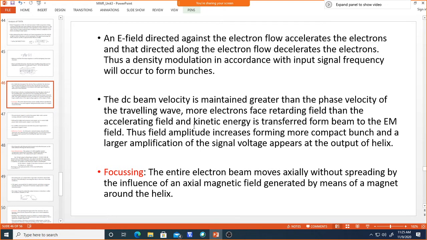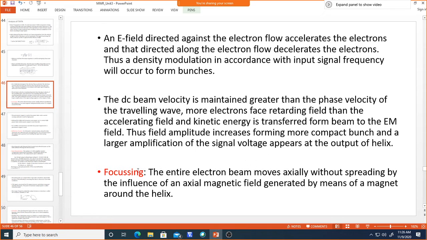Now the DC beam velocity, which is varied using the DC beam voltage, is maintained greater than the phase velocity of the traveling wave in order to produce the retarding field, and it will give kinetic energy to the wave formed by the beam. So as the electric field amplitude increases, it forms more compact bunches, and a large amplification occurs, so the signal voltage appears at the output of the helix.